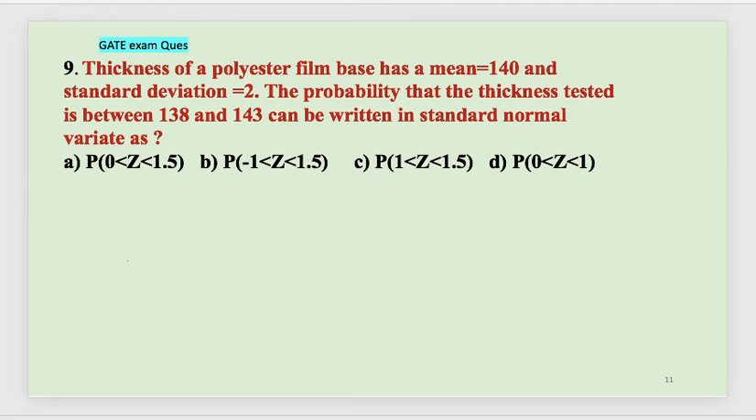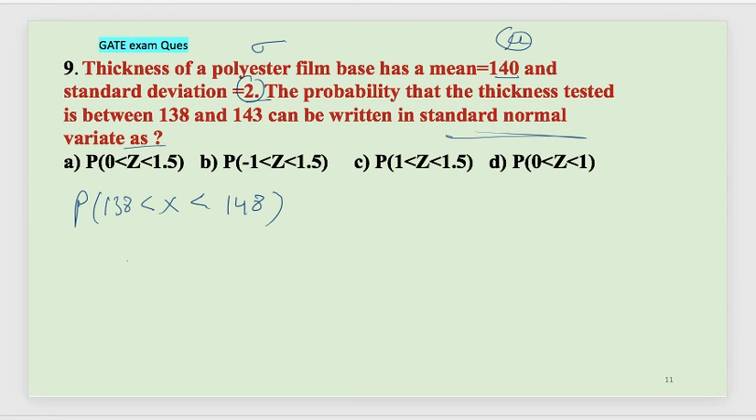In this ninth question, they gave us the thickness of a polyester film base with mean 140 and standard deviation 2. Now they want the probability between 138 to 143 written in the standard normal variate. So what is the important point to remember here, that we want to find the conversion of this normal variable to the z.